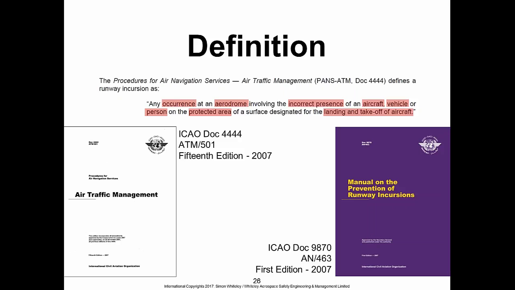The International Civil Aviation Organization defines a runway incursion in their PANS-ATM document 4444, which stands for Procedures for Air Navigation Services, Air Traffic Management. They define a runway incursion as any occurrence at an aerodrome involving the incorrect presence of an aircraft, vehicle or person on the protected area of a surface designated for the landing and takeoff of aircraft.